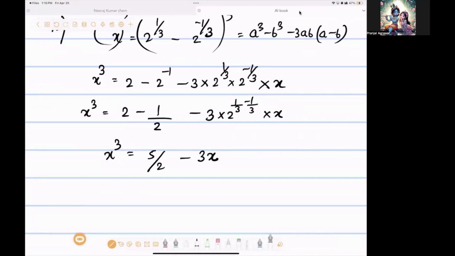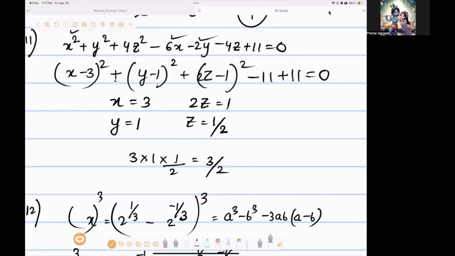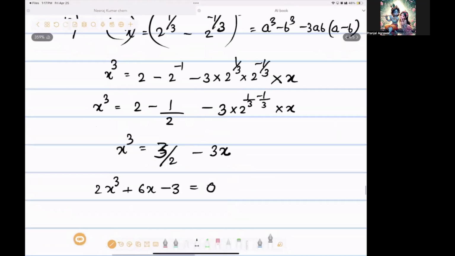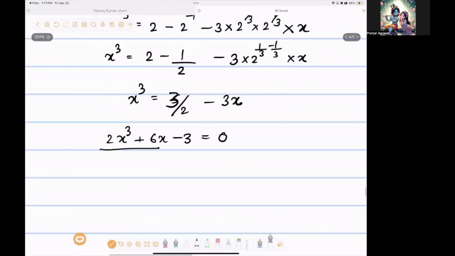I made a little mistake. 4 minus 1 will be 3. So 2x cube plus 6x minus 3 is equal to 0. Okay, so question number 12, we were there. So we got the answer actually, 2x cube plus 6x they are asking, and we got it is equal to 3. So answer will be C.